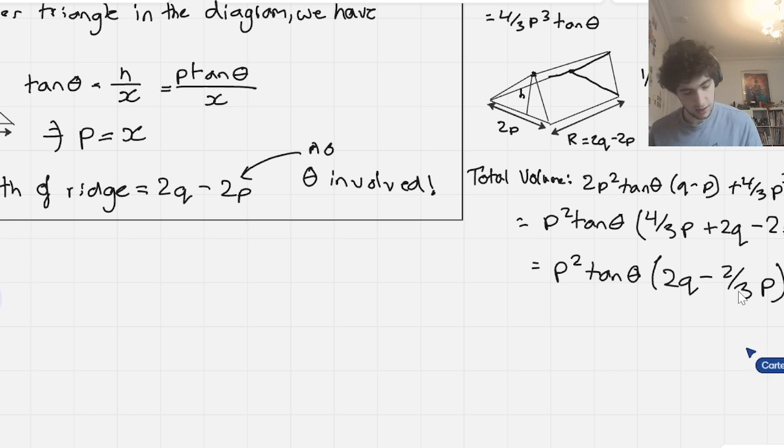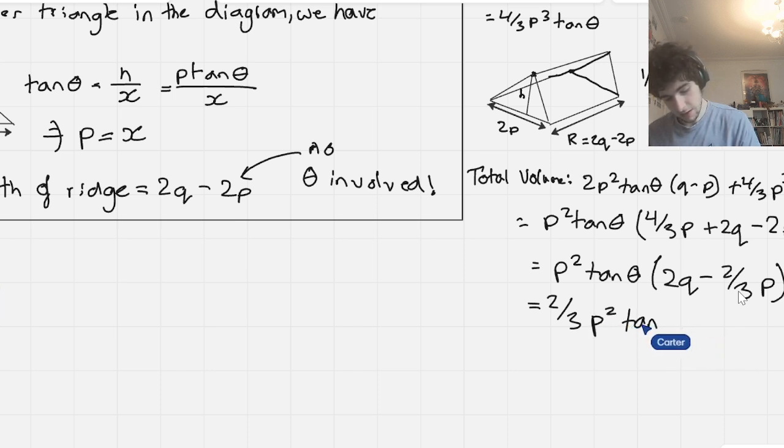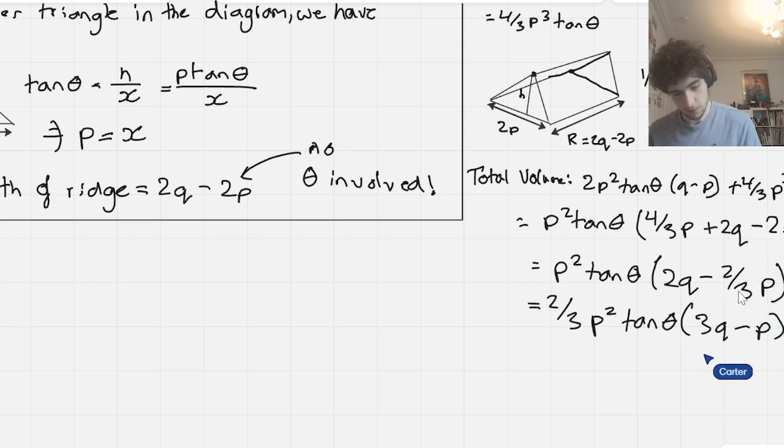And so that there is going to be our answer, but you could do a little bit better than that and say that that's equal to 2/3 p squared tan theta multiplied by 3q minus p. So that there is our total volume as required by the question. So slightly weird there, but that works. Okay, let's put another box around that.